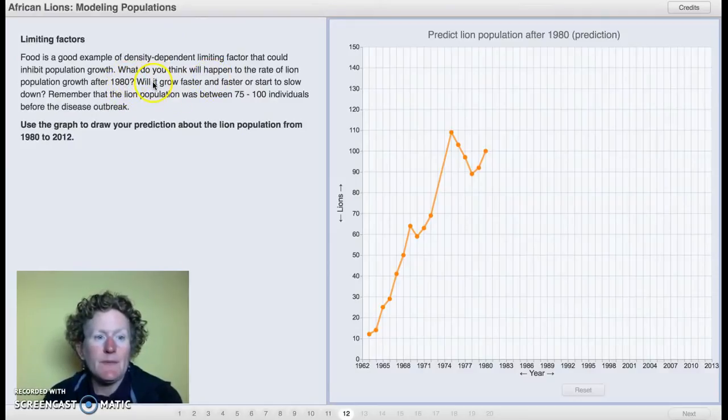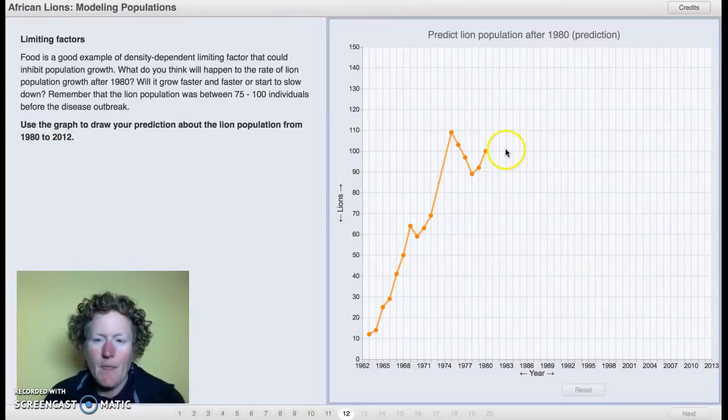What do you think will happen to the rate of lion population after 1980? Will it grow faster and faster or start to slow down? Remember that the lion population was between 75 to 100 individuals before the disease outbreak. When we know about where the population hovers, what do we call that when we watch that second video? Take a minute to think. Use the graph to draw your prediction about the lion population from 1980 to 2012.